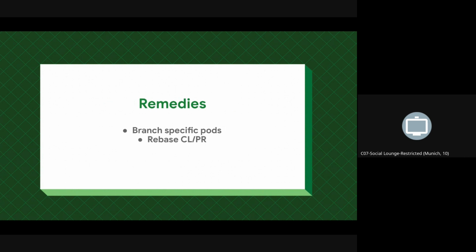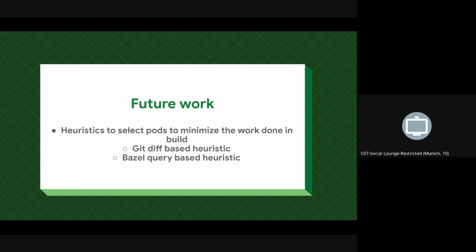To address these, we started simple. We had branch-specific pods, so that all the changes that belong to a single branch come to a family of pods that are reserved for that branch. And we rebased every CL or PR. That meant that the PR was close to the head of the branch, and the diff between different incoming changes was minimal. We are exploring this further. This is work that's still going on. We are testing different heuristics to select the optimal pod to minimize the work done for incoming builds.